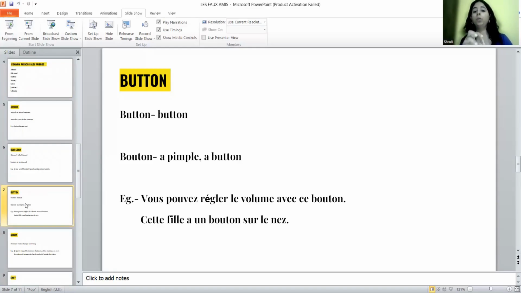Vous pouvez régler le volume avec ce bouton. So you can fix the volume with this button, right? So that is the meaning of the first sentence. The second sentence. Cette fille a un bouton sur le nez. So she has a pimple on the nose. So that's what it means. So again, a word similar in English as well as in French, but it depends on the context in which we are using the word. Let's look at the next word.